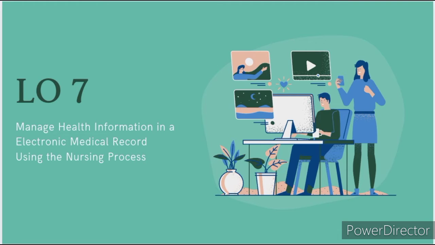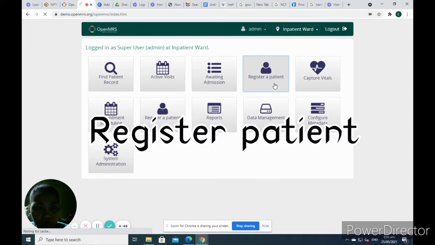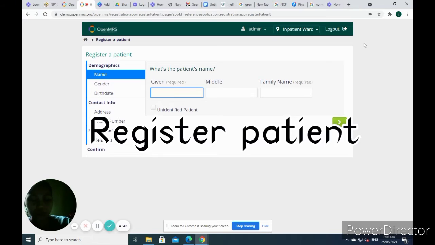And LO7 will be managing health information in electronic medical record using nursing process. This will be my workflow for my learning outcome number 7, and all the information that will be included will be coming from one of my family members, and remember that his or her identity will be altered for her privacy. So first, register the patient, type the name.